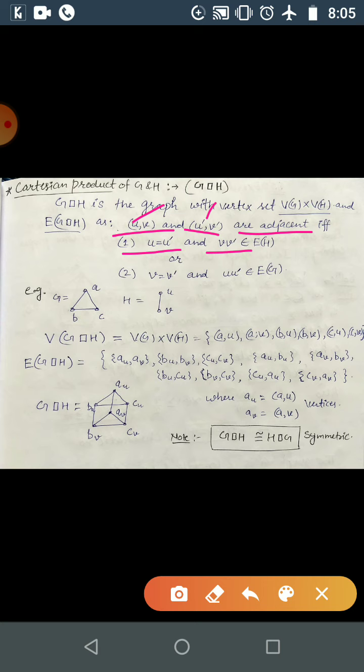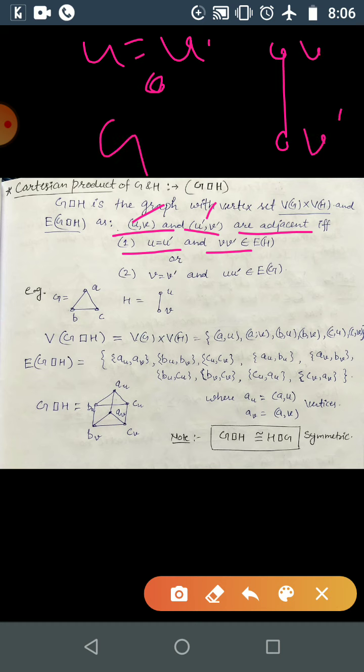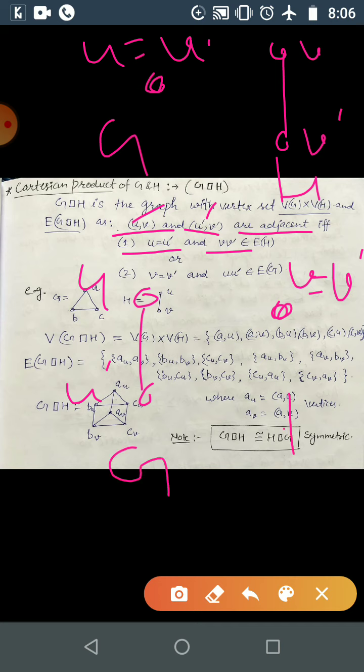in graph H. Okay, so that is either U is equal to U dash, and V and V dash form an edge in H. So this is happening in G, and this is happening in H. Or V and V dash are the same, that is equal, and U and U dash form an edge in G. Okay, so this is happening in G, this is happening in H.